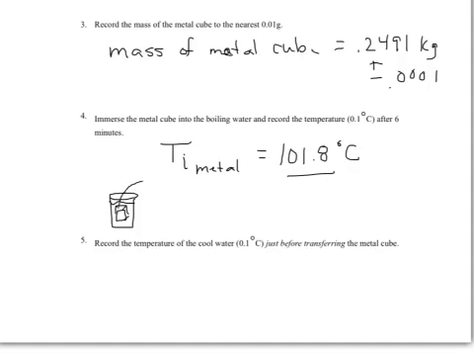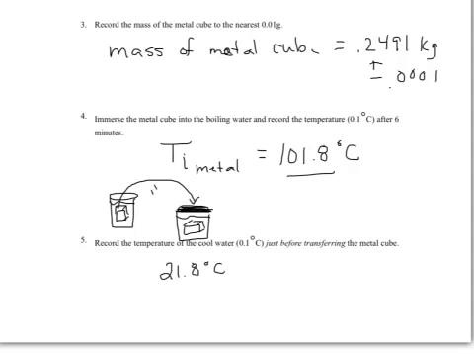We are then going to transfer that into our calorimeter. The calorimeter has cool water in there, and the temperature of that cool water is 21.8 degrees Celsius. And so this metal cube is going to sit in here, transferring it very, very quickly so that we don't lose heat to the air as it moves, and then we are going to cover it with our cardboard cover as quickly as we can.